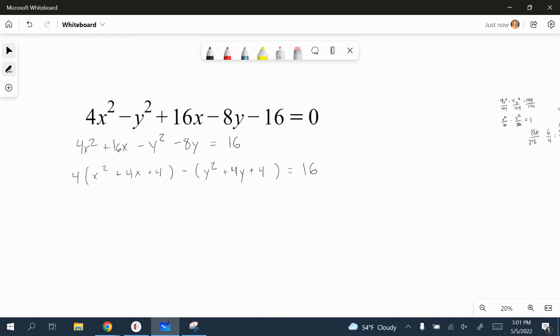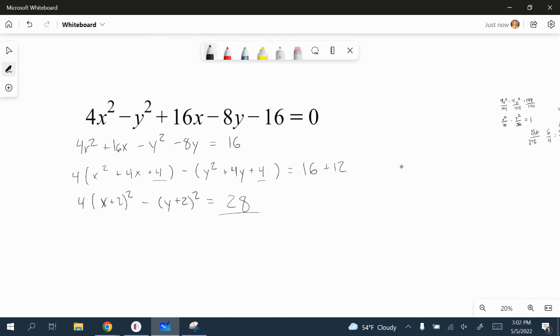Okay, and so if I factor those, I'll have 4 and then x plus 2 squared minus y plus 2 squared equals 16. And I guess I forgot to do something in the last problem. I added 4, well actually I added 16 there, and then I subtracted 4 because there's a minus sign out front. So I subtracted 4 and added 16. That means I really just added 12. So therefore we would be at, instead of 16, I will put 28.